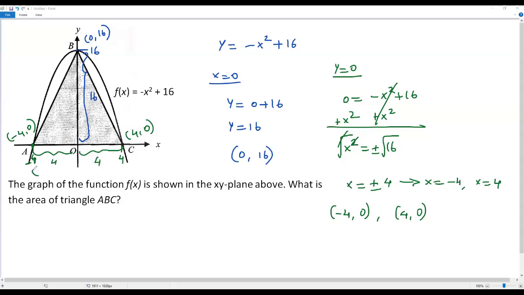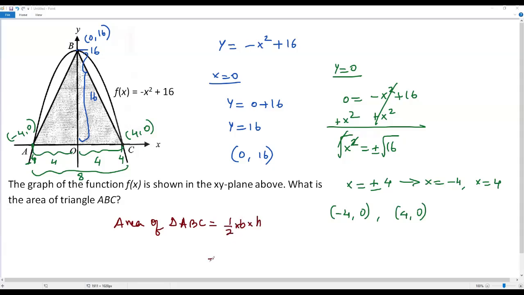Then what is the total length of AC, that is, the base of the triangle? That is 8. Okay, now we have the base of the triangle, 8. Already we got the height of the triangle, that is 16. Okay, now let's find the area of the triangle. Let me write it here. Area of triangle ABC equals 1/2 times base times height.